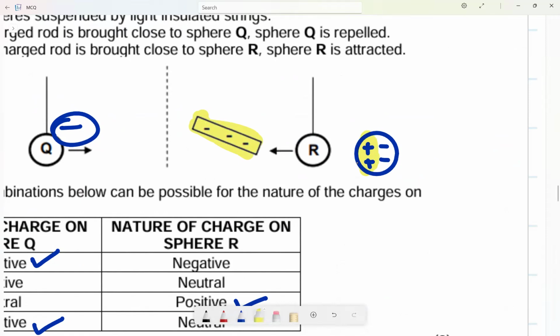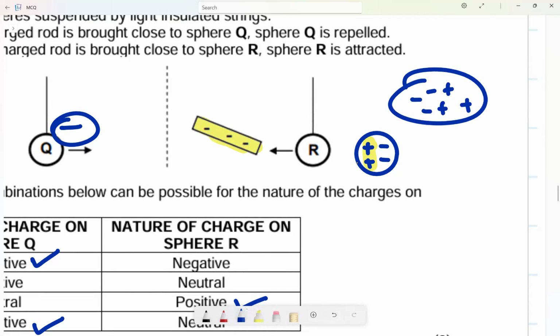If R is neutral, it means it has an equal number of protons and electrons. But if we bring a negative charge, there will be a shift in polarity, which we used in grade 10. Let's say it was like this: negative, positive, positive, negative, positive, negative, or let me just place them randomly: positive, negative, positive, negative, negative, positive, positive, negative.